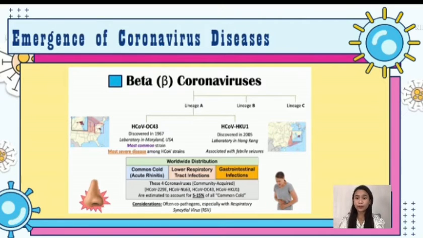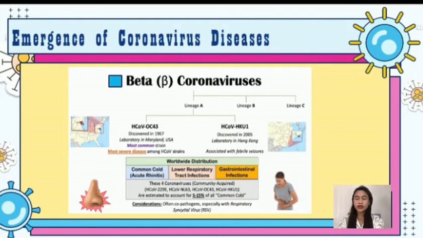So there are two beta coronaviruses under it. The first one is the HCoV-OC43, or the OC43 coronavirus, which was discovered in 1967 in a laboratory in Maryland, United States. This is said to be the most common strain of coronaviruses that causes infection, among all the HCoVs except for SARS, MERS, and SARS-CoV-2.